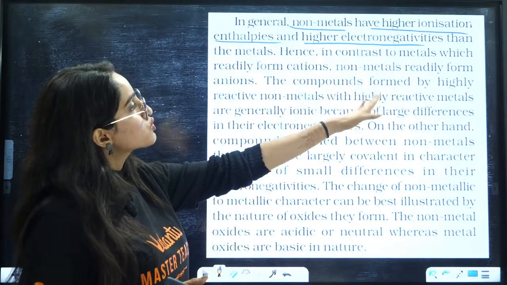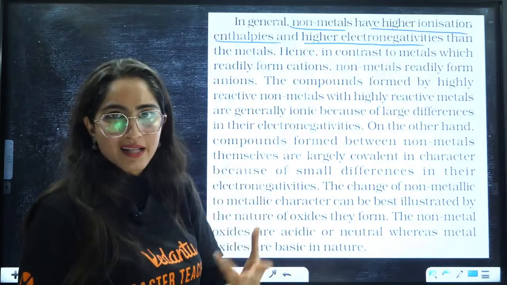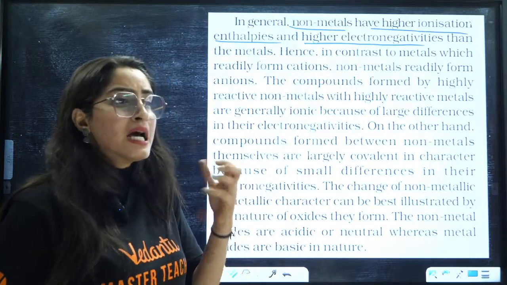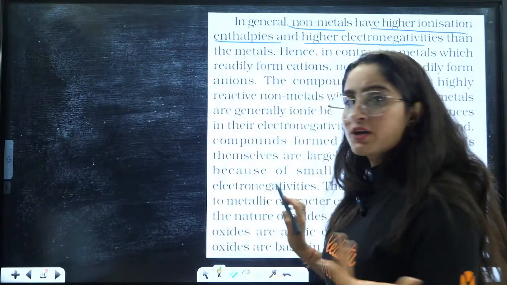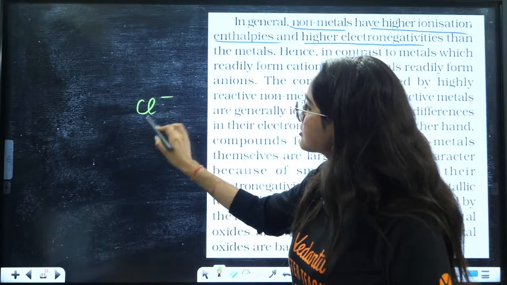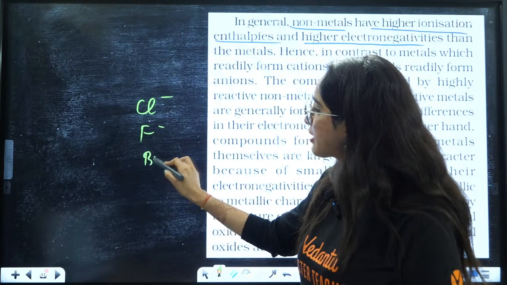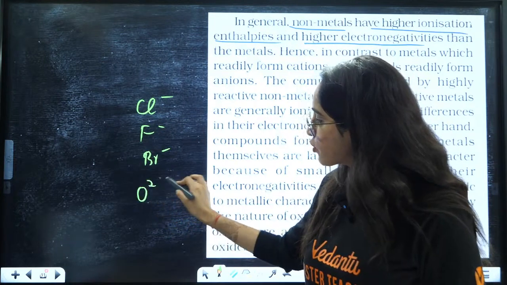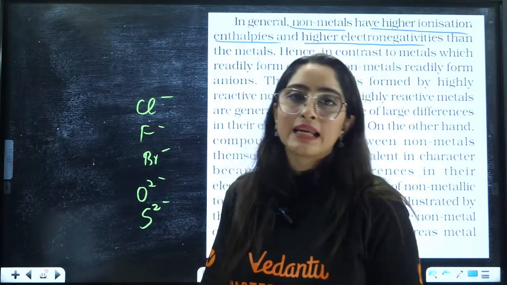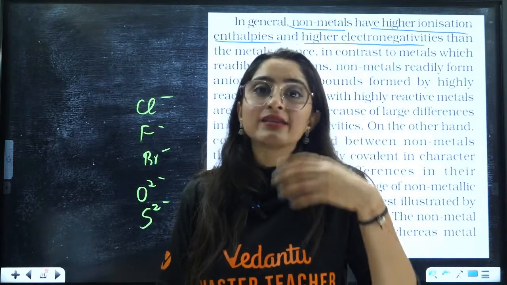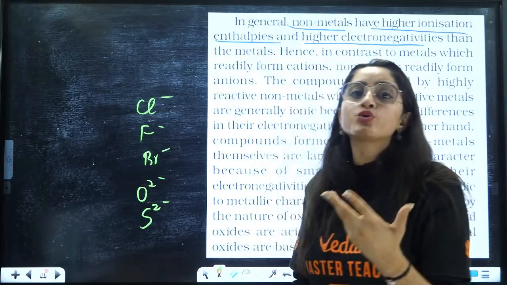Hence, in contrast to metals which readily form cations after losing electrons, halogens, because they are non-metals, will exist as Cl negative, F negative, Br negative. Oxygen will exist as O2 negative, S2 negative. Why? Because they are non-metallic in nature. They want to gain the electrons, they don't want to lose the electrons.